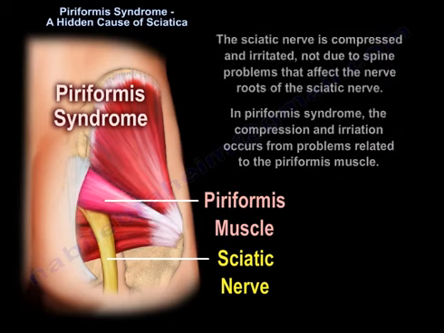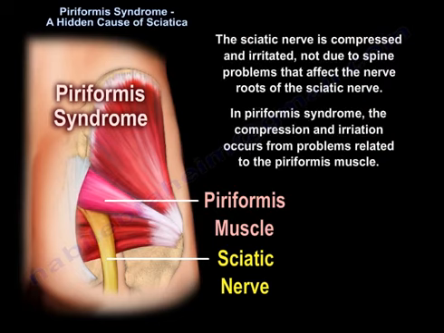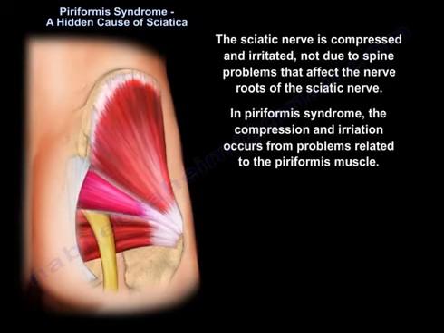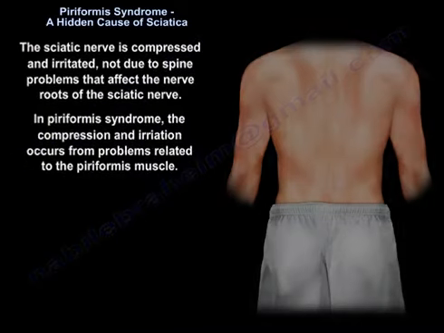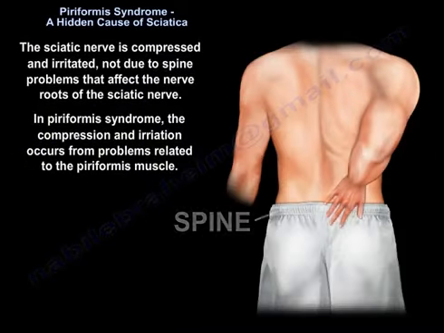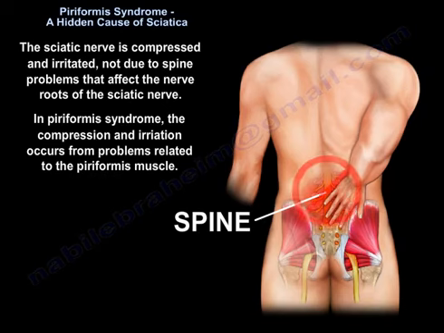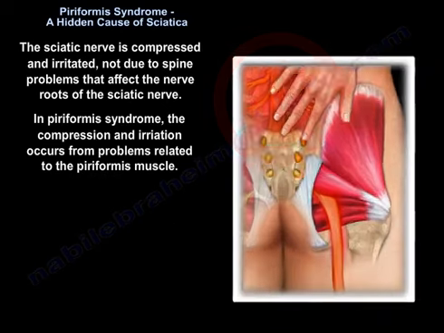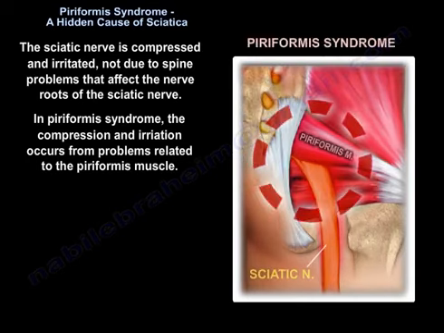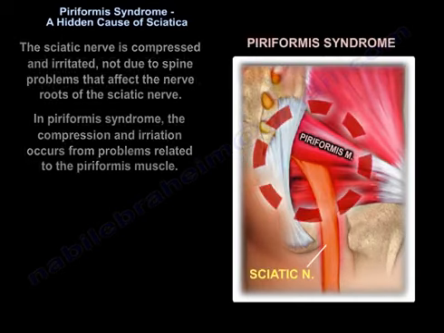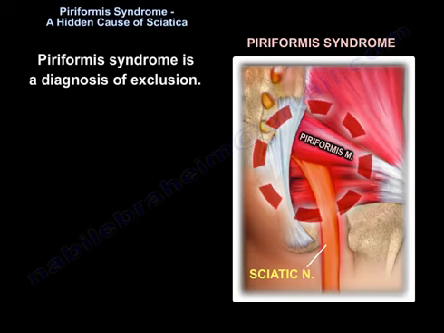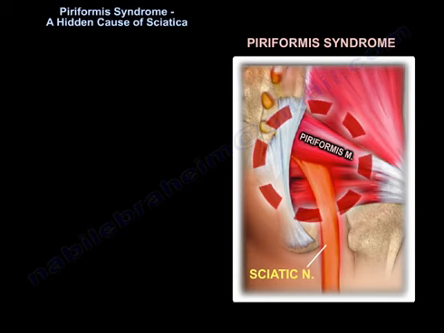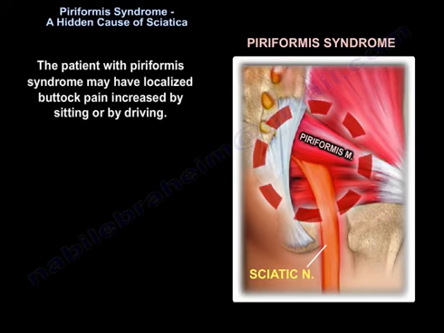The sciatic nerve is compressed and irritated, not due to spine problems that affect the nerve roots of the sciatic nerve. In piriformis syndrome, the compression and irritation occurs from problems related to the piriformis muscle. Piriformis syndrome is a diagnosis of exclusion. The patient may have localized buttock pain increased by sitting or driving.